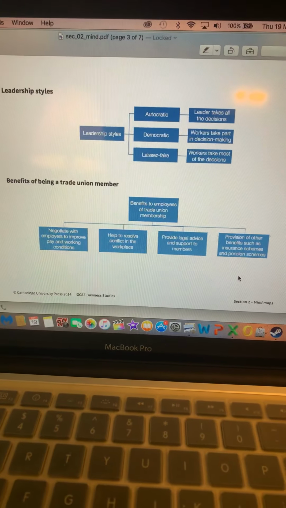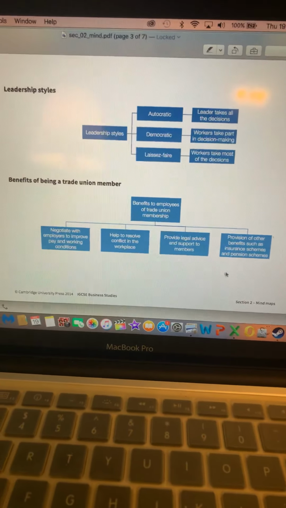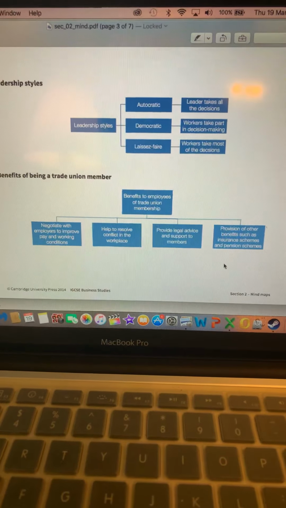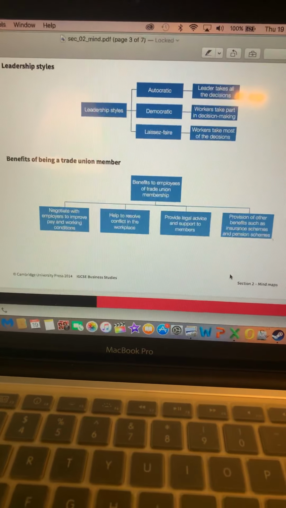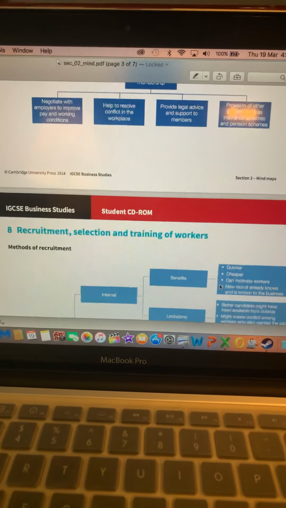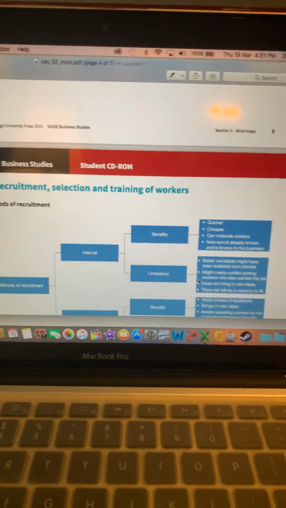Benefits of being a trade union member. Okay, I don't remember this showing up in the exam as well, but these are important things to remember as well. It helps you with your understanding of how the workers can be protected by a trade union, right? See over here.